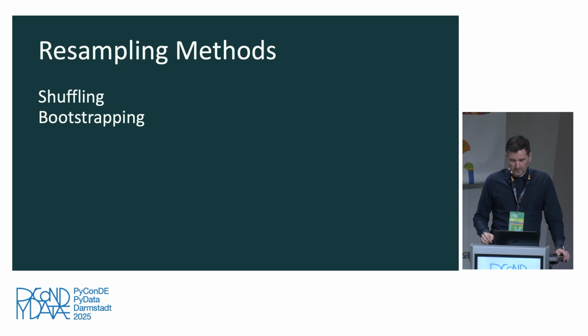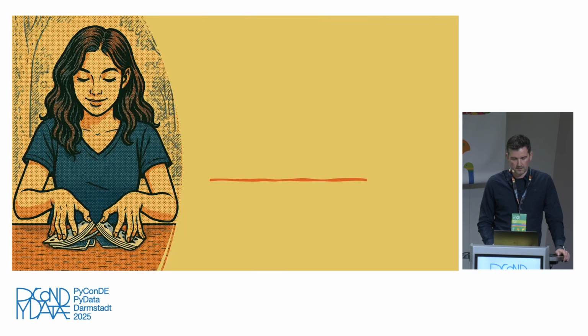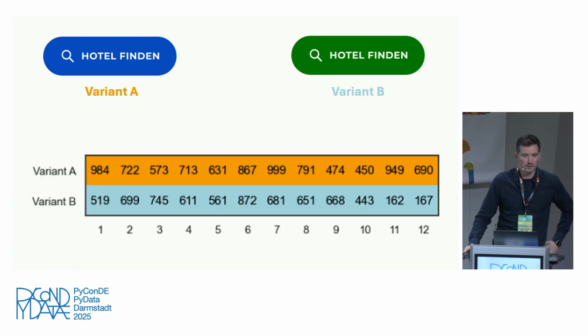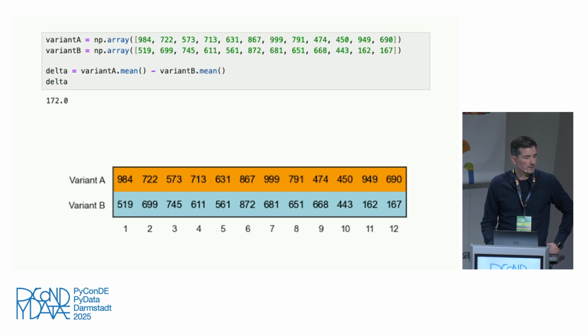For those of you who are interested, I give some additional references at the end, especially one talk by Jake VanderPlas, by which this presentation is highly inspired. So let's start with shuffling. So again, what was the point? The point was we have two variants, A and B, and we want to see how likely the results, like this 172 that we found, are if this would just be chance, right?